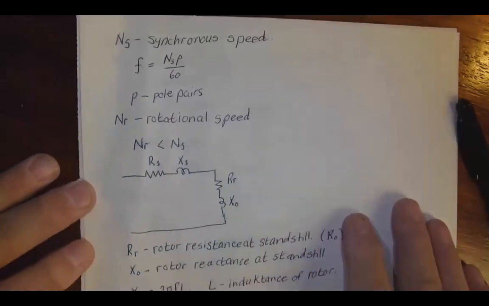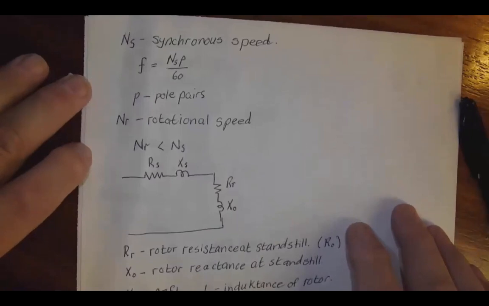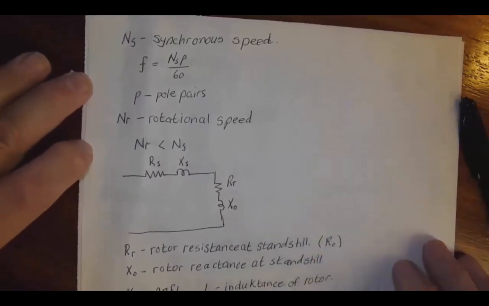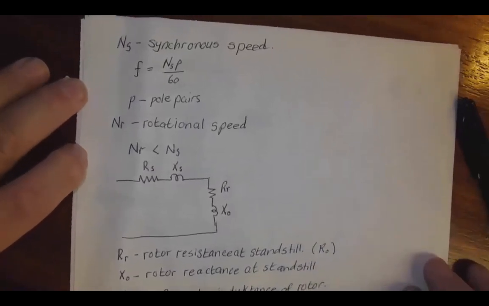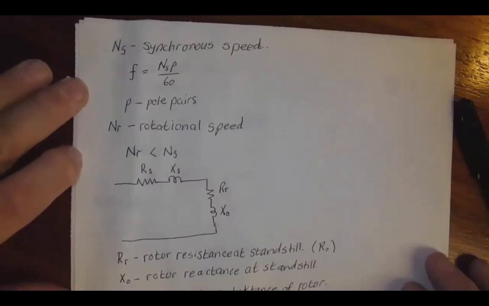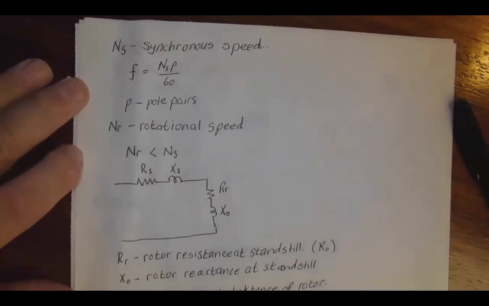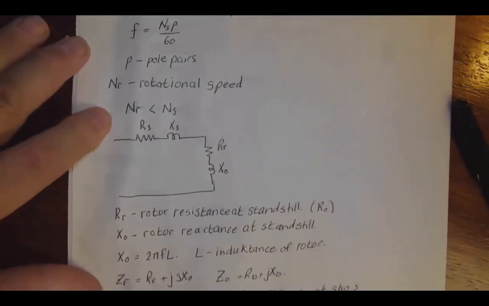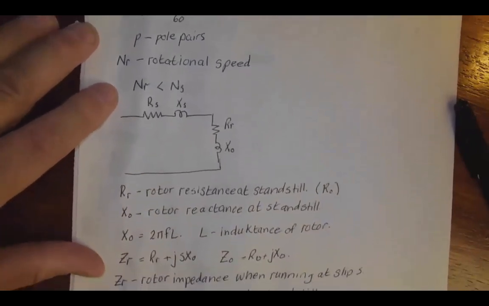Right, let's look at a few definitions and formulas that you need to know. We'll start off with NS, which is your synchronous speed, and it can be determined by the formula F is equal to NS times P over 60, where P is your pole pairs and NR is your rotational speed, and that is always less than your synchronous speed.